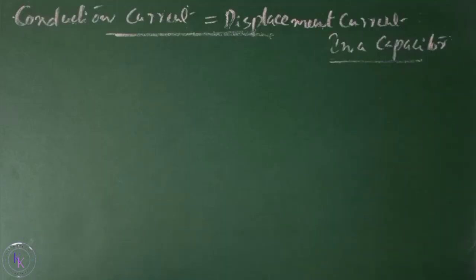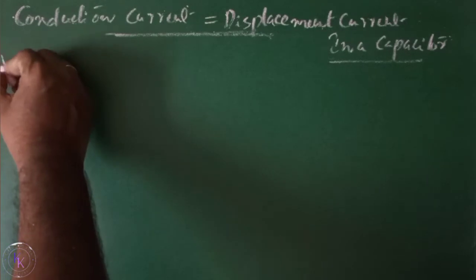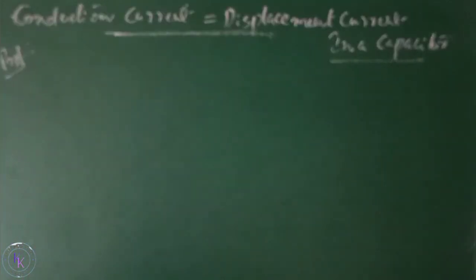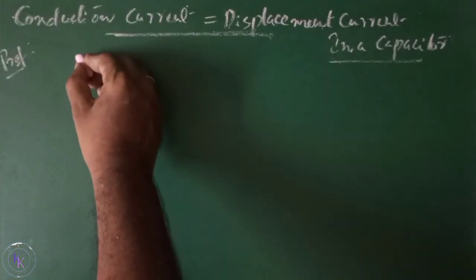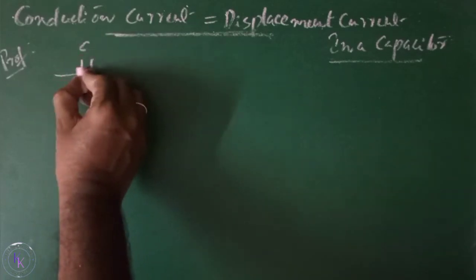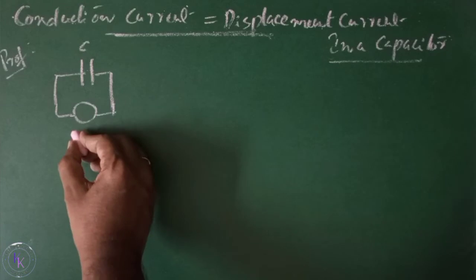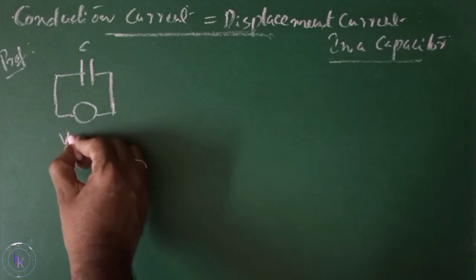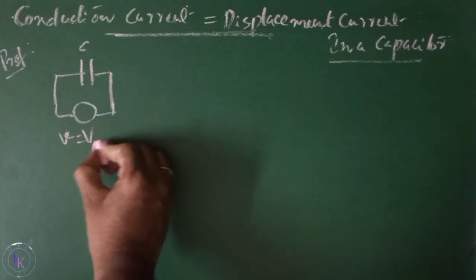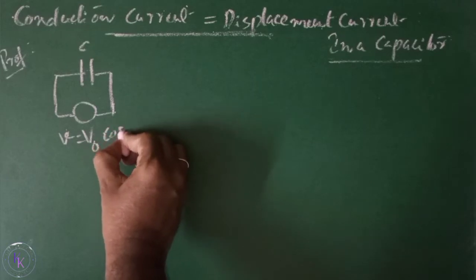Now prove that conduction current equals displacement current in a capacitor. Proof for this. Consider a parallel plate capacitor C which is connected to a supply or AC voltage, that is V equals V naught cos omega t.